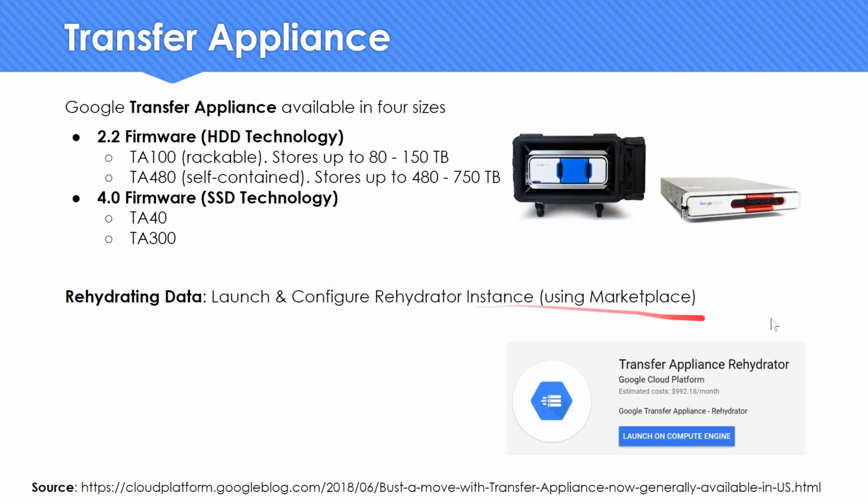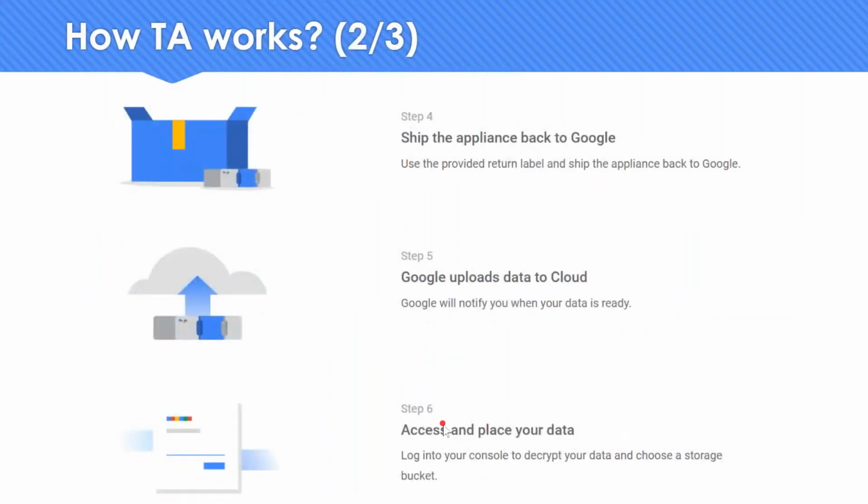And this was an important one, which I got as one of the questions the first time I took the exam: how do you get the data? Most of the courses, official courses also, just mention transfer appliance, but it's not complete until it reaches your Google Cloud Storage bucket. So once the data reaches Google's data center, they notify you, basically in your step 5. You have to log into your GCP console.